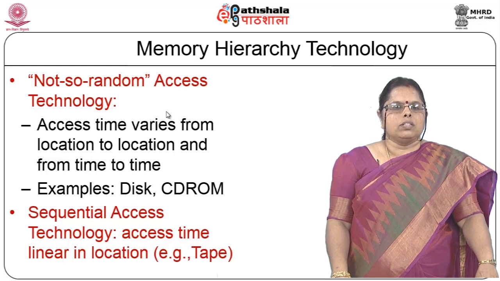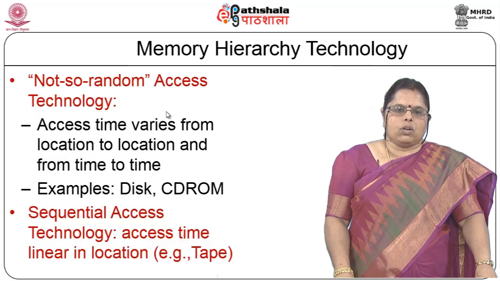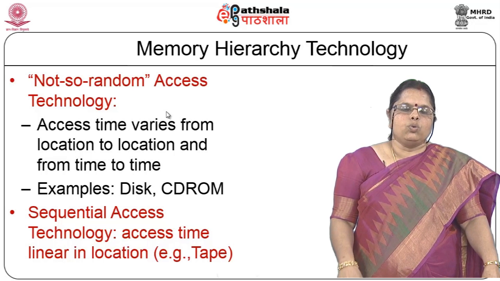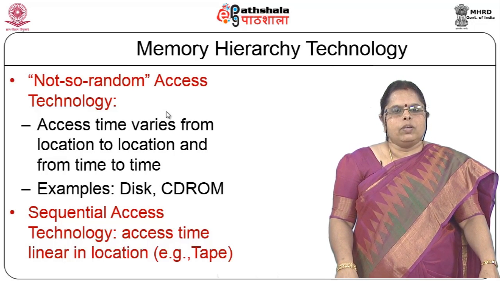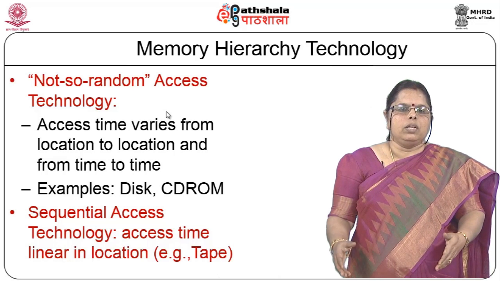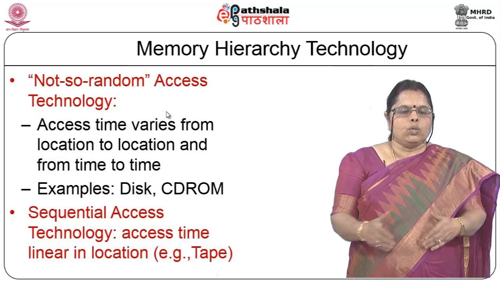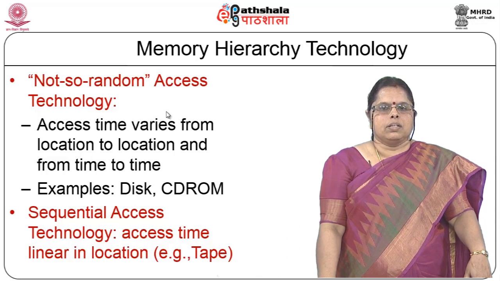The third type of category is sequential access technology, where the access time is linear in location. An example is a magnetic tape. Obviously the access time depends upon the place where the data is stored, because it is linear. You will have to move across the earlier data and then access the data that is required.